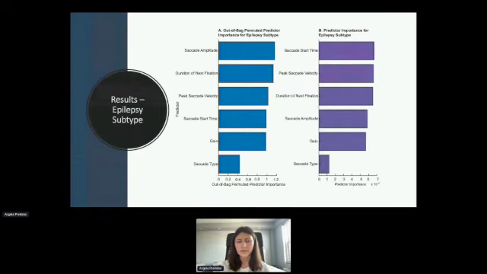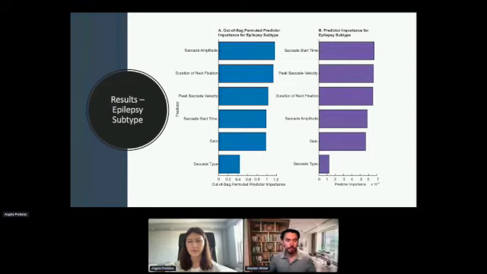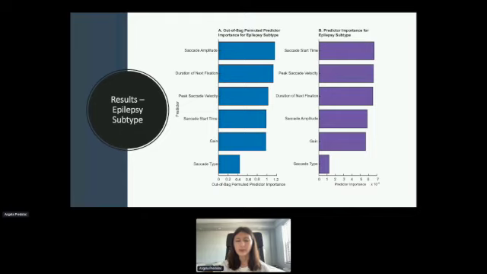For epilepsy subtype, this time there were two methods of calculating the predictor importance because it was a slightly different type of ensemble. But the saccade amplitude, velocity, start time, and duration of the next fixation all had the highest importances, with all the variables having some importance.